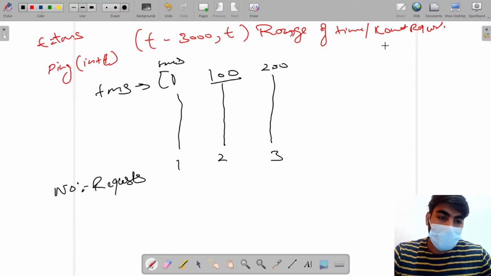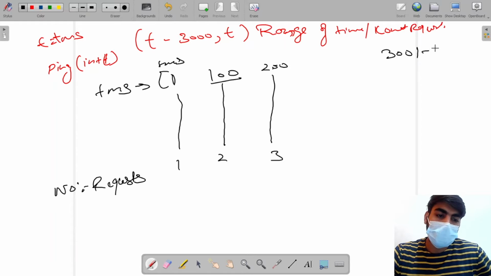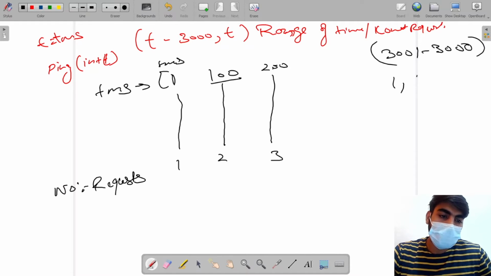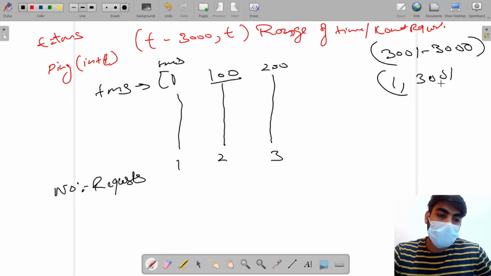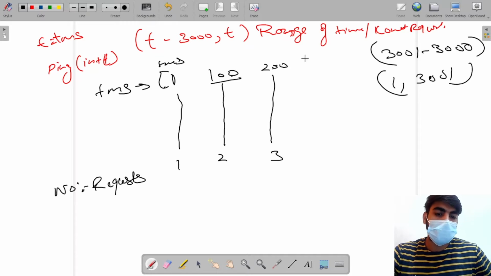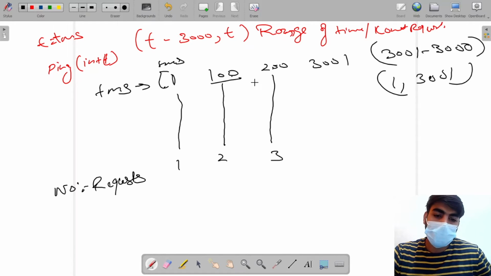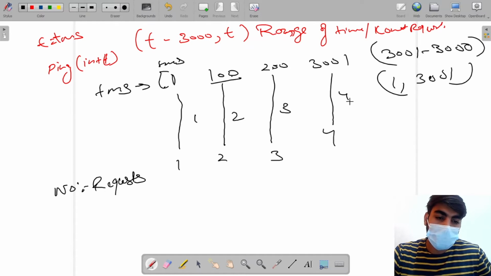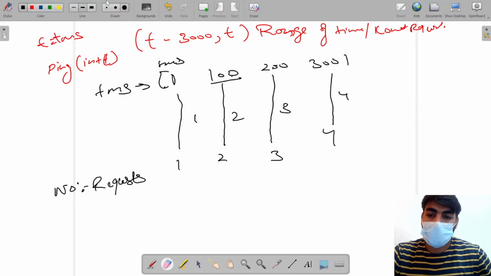Now we take a bigger example, 3001 minus 3000. So we have 1 2 3001. So 1 comes in this range, 100 also comes, 200 also comes. So for 3001 we have 4 requests, 1 2 3 and it's on 4. Okay, now I hope you understand how to calculate the number of requests over time.